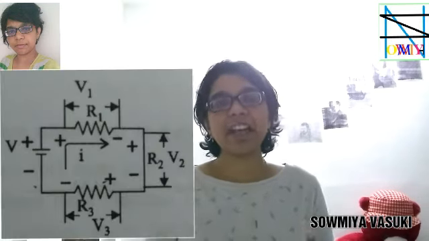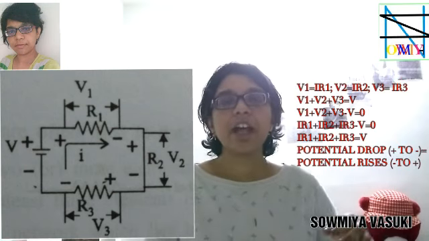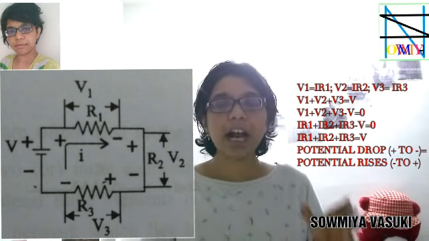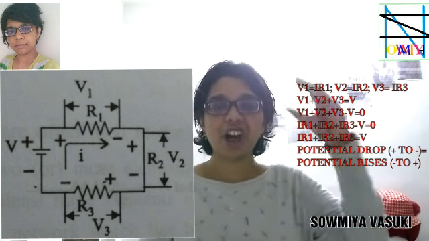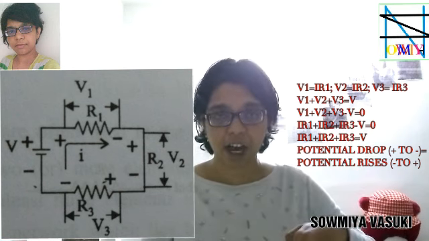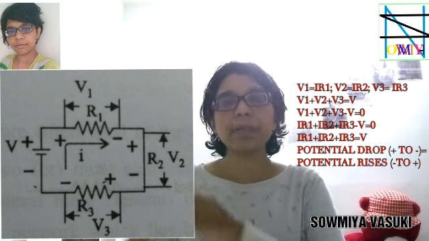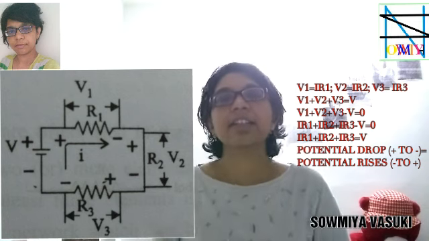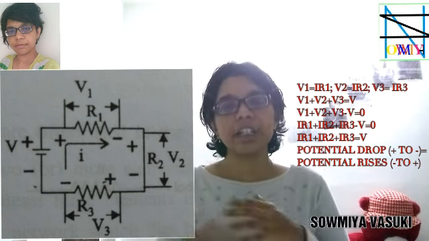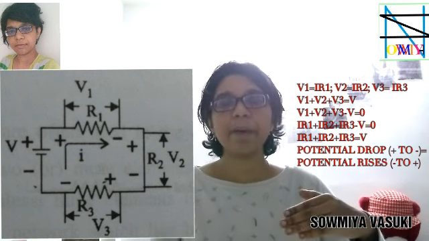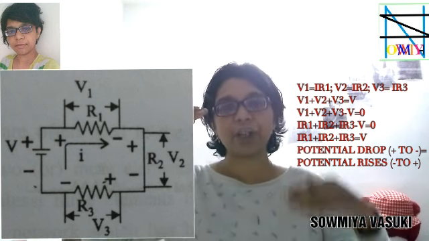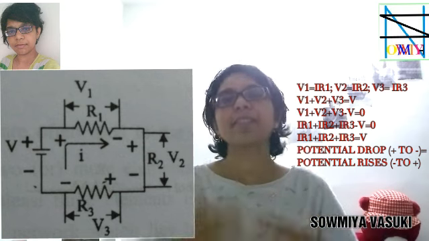The other one is Kirchhoff's voltage law, KVL. In a closed loop, the algebraic sum of potential drops is equal to the algebraic sum of potential rises. This is called Kirchhoff's voltage law. Potential drop is equal to potential rise.